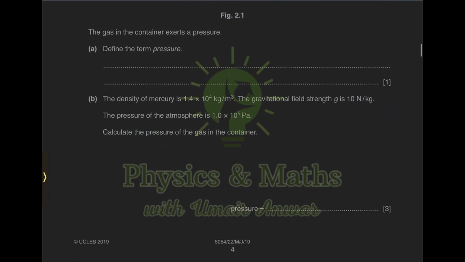Define the term pressure. So the term pressure is defined as normal force per unit area. And in the form of the formula, we can also write pressure is force upon area. The next part says the density of the mercury is 1.4 kilogram per meter cube. The gravitational field strength G is 10 Newton per kilogram.